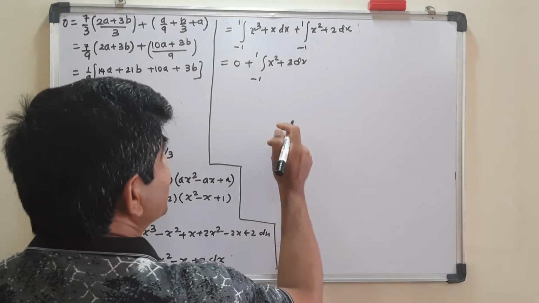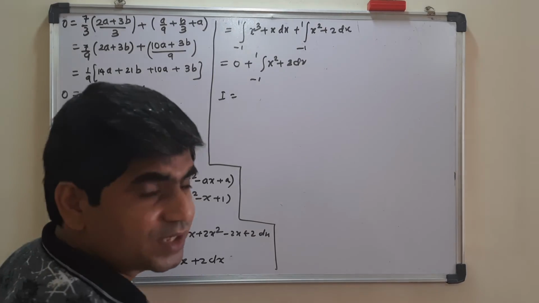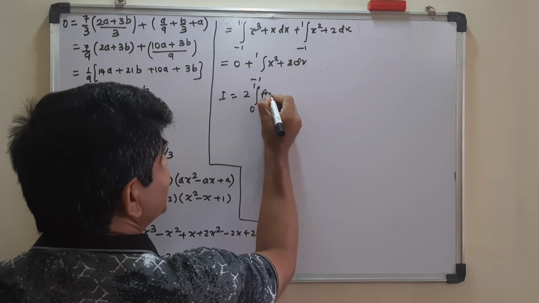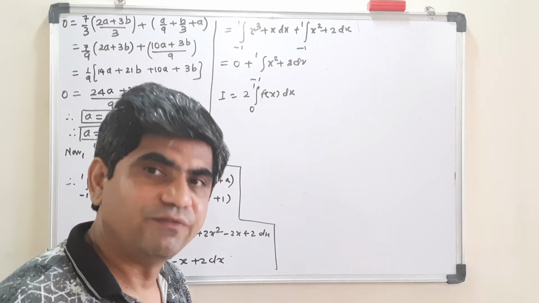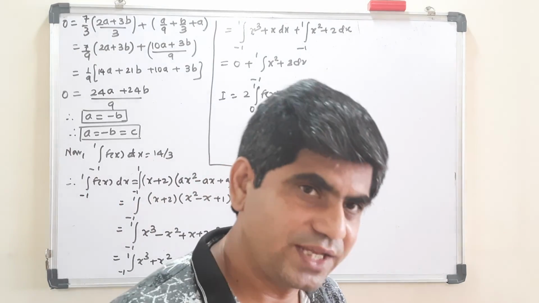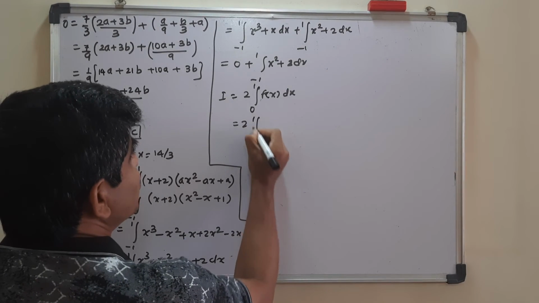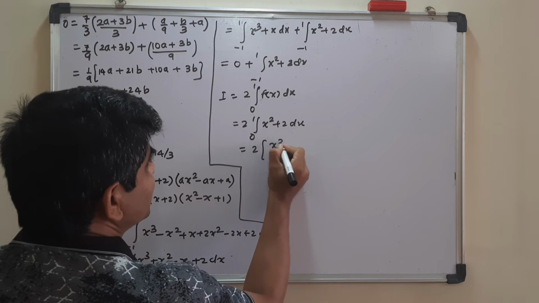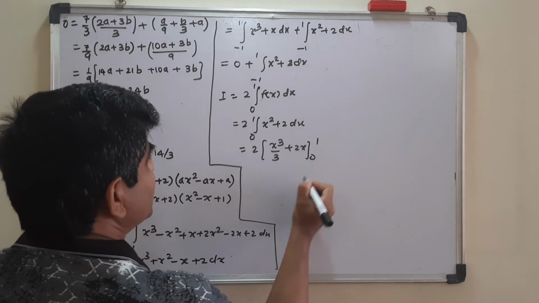So if this is an even function, the integration of this will become so called as 2 times of 0 to 1 function of x dx, right? This is property that we have already used in definite integration. That is, it is even function, so it is 0 to a function of x dx. So here we get 2 times of 0 to 1 x square plus 2 dx, which will become 2 times of x cube by 3 plus 2x, okay, from 0 to 1.